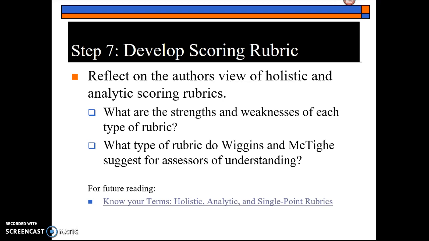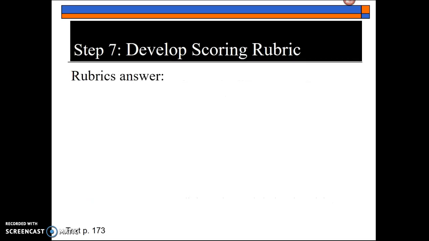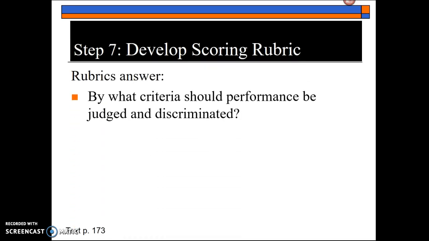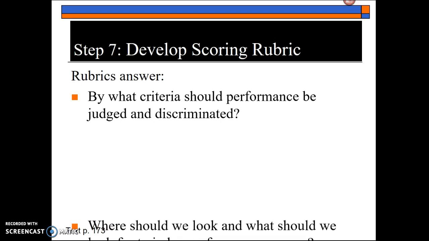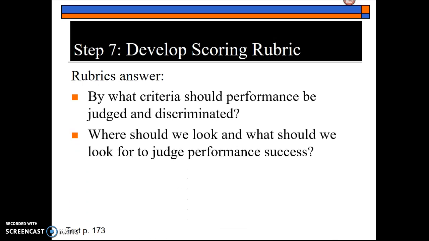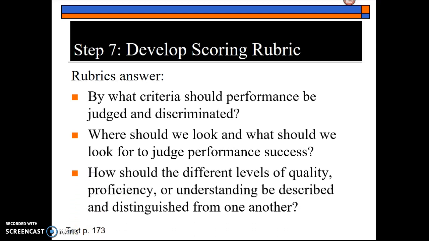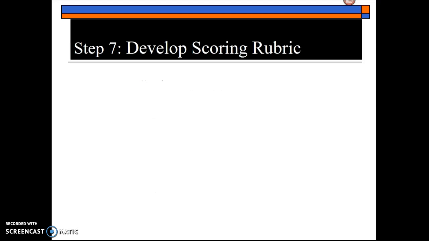Holistic, analytic, and then also single point rubrics. Wiggins and McTighe's work does not address single point rubrics, but I think it's a good concept to know and understand. So as you are creating your rubric, you're really looking at by what criteria should I judge the student's performance, and then also where should we look and what should we look for to judge performance success. So how do you come to know whether the students have met your standards and expectations for the assignment?